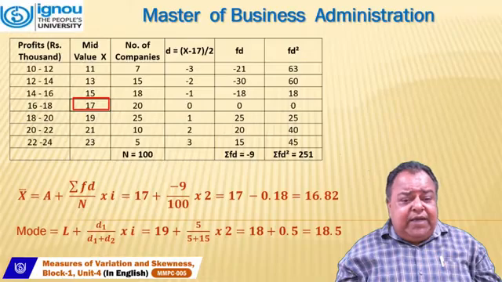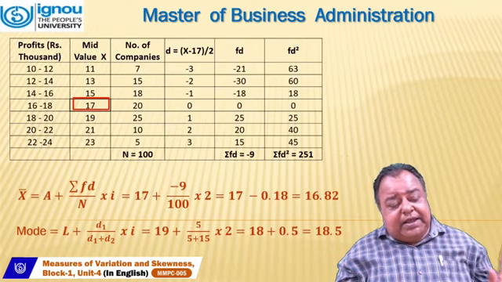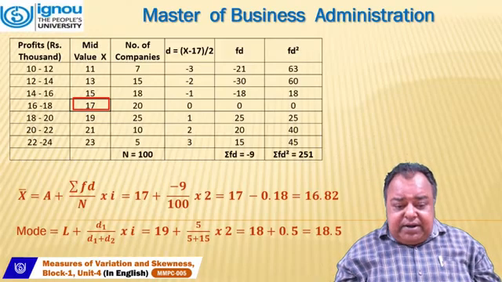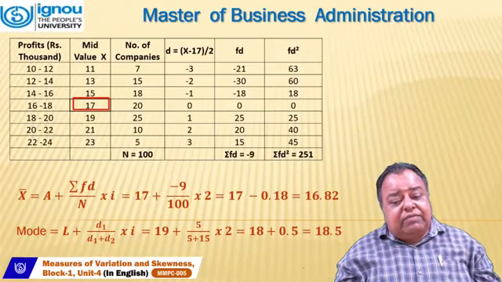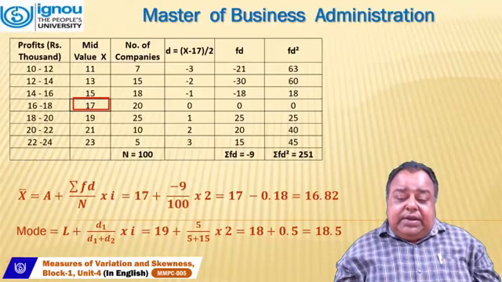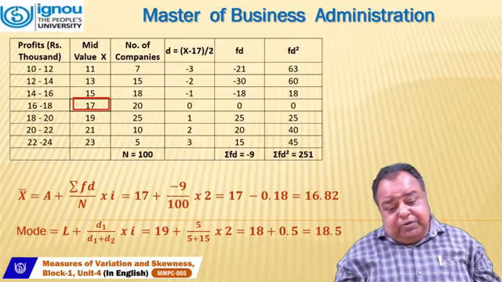And now we will find N as 100, summation of FD as minus 9, and summation of FD square as 250. First of all, we have to evaluate the mean. Mean x bar is equal to A plus summation FD upon N into I. Your A is 70, your summation FD is minus 9, your N is 100, and I is 2. After evaluation, you can find its mean is equal to 16.8.